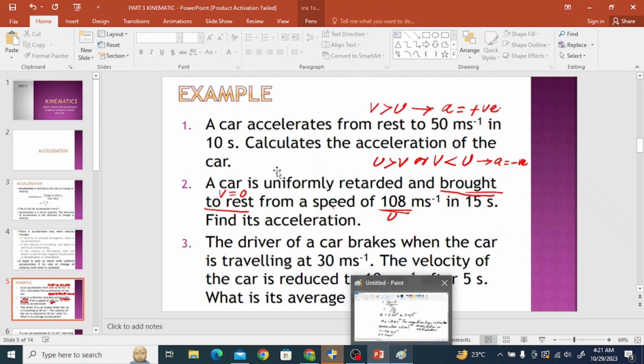Initial velocity is 108 meter per second, and finally the car is brought to rest, it means its final velocity is 0.